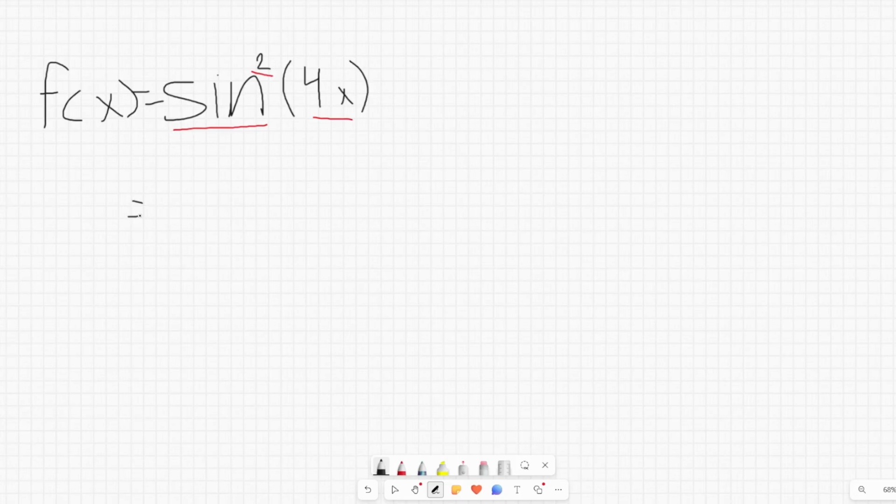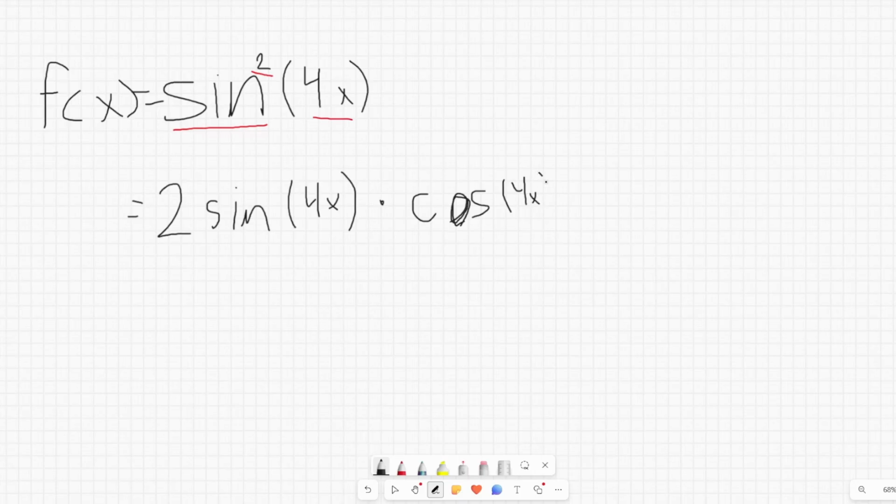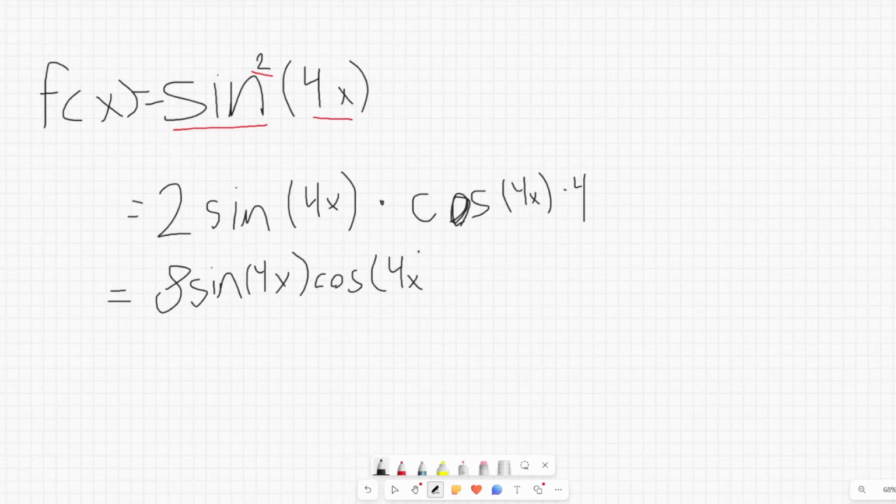Okay, so we bring down the outside, which is the 2. So now it becomes 2 sine 4x times cos 4x times 4. All right, so that's equal to 8 sine 4x cos 4x.